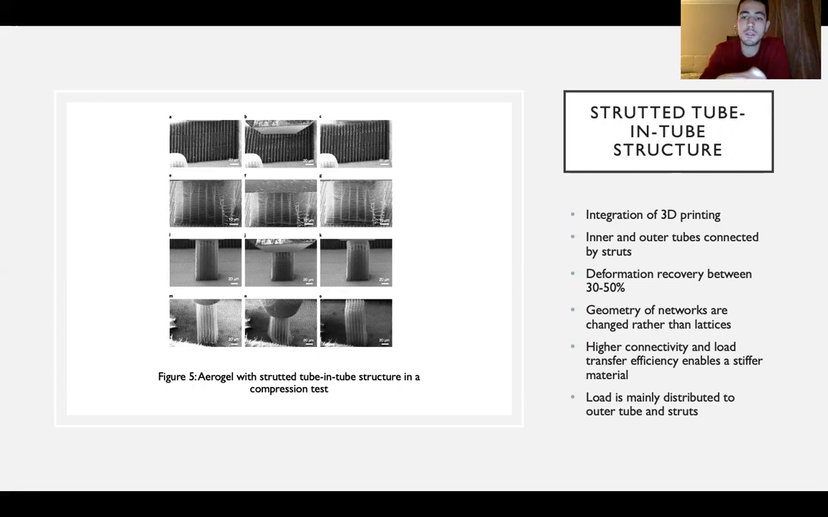Due to higher connectivity and low transfer efficiency, this type of geometry has a stiffer material, and load is mainly distributed to the outer tube and struts.